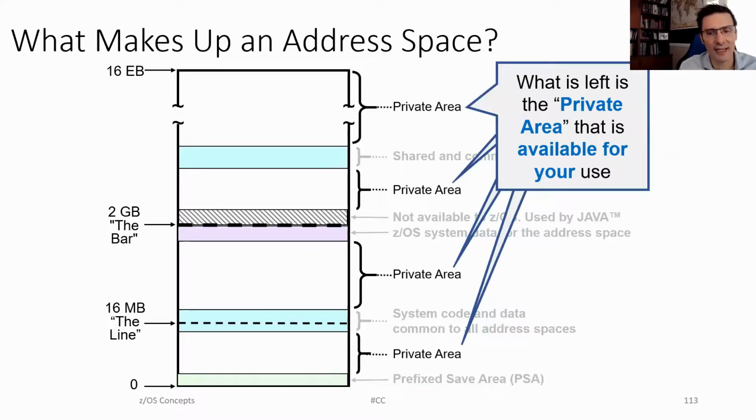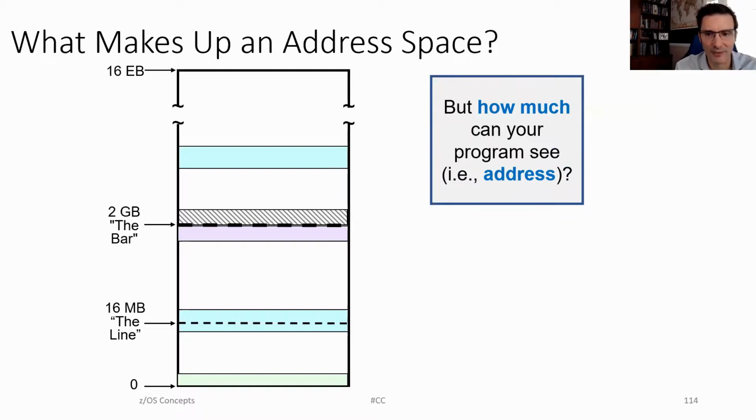The rest of the area is referred to as private area storage. Private area storage is the storage in your address space that only you can look at and no one else can unless you give them a special way of looking at it. So this is the concept of what is called private area storage. Private area, only within my address space can I view it. Common storage, each of the address spaces can view that particular piece of storage, which may contain programs or data. But how much can your program actually see?